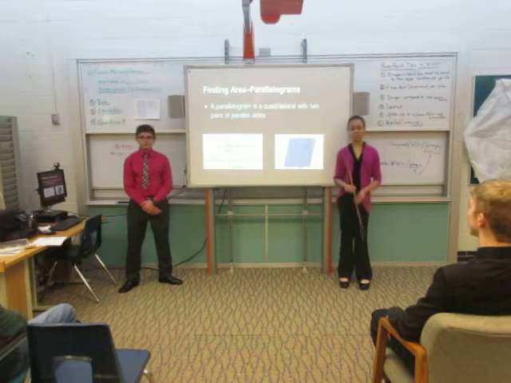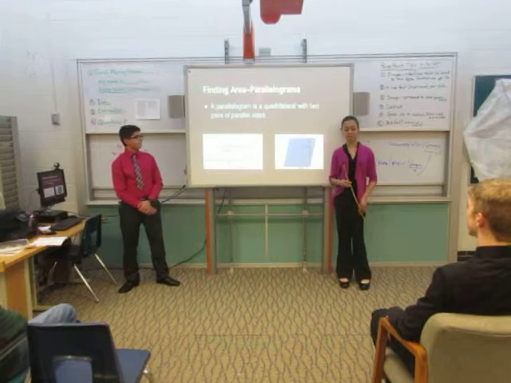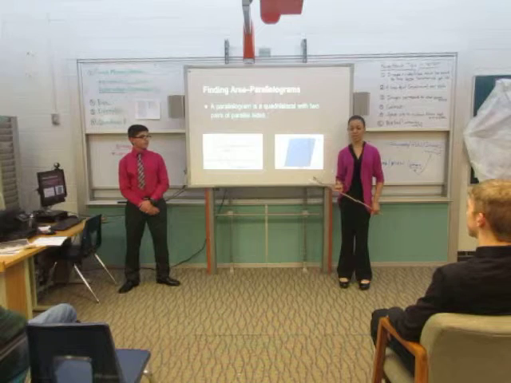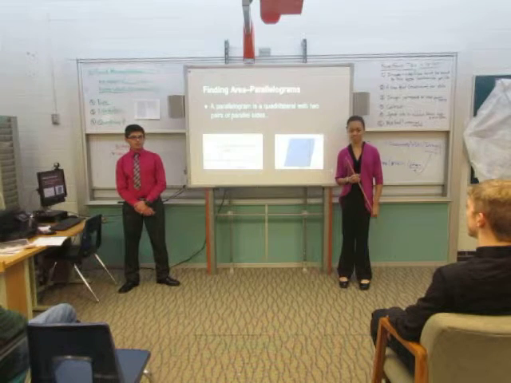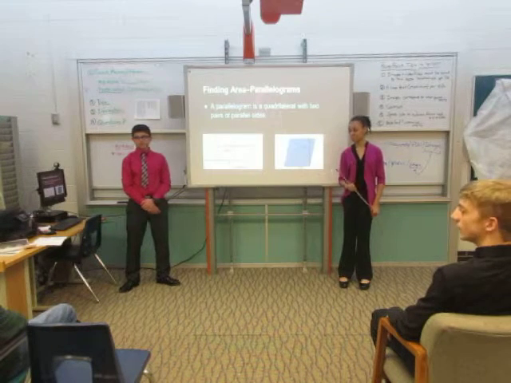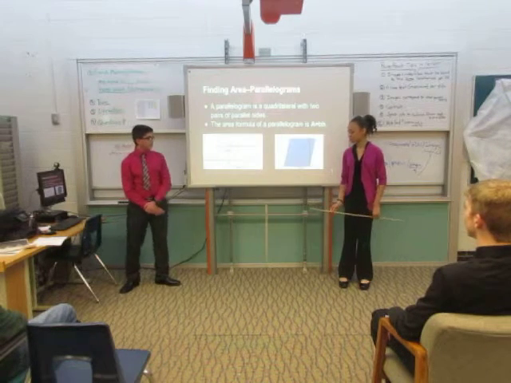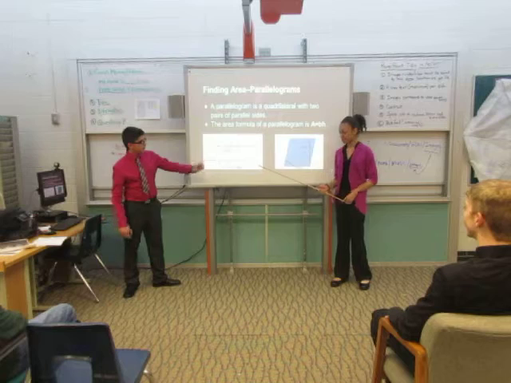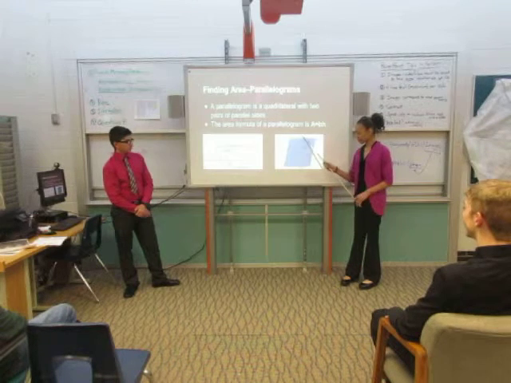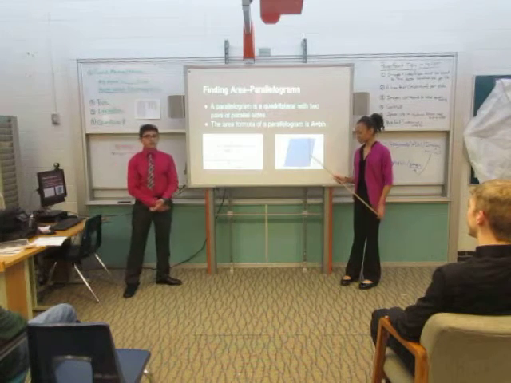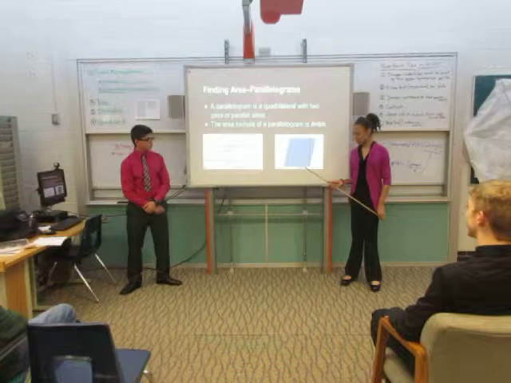A parallelogram is a quadrilateral with 2 pairs of parallel sides. Does anyone know the area formula for a parallelogram? That would be base times height. Correct. In that parallelogram, we have the base, which is 6 centimeters, and the height, which is 5. So that means the area is 30 centimeters squared.